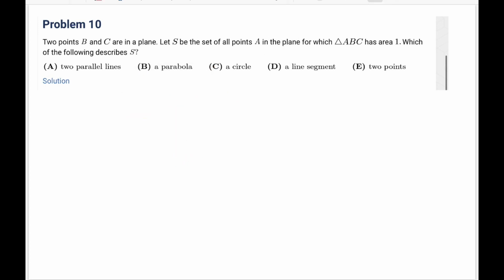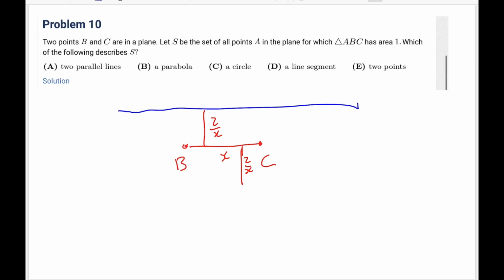Let S be the set of all points A, so there's B and there's C, right? But then triangle ABC has area 1, so if BC has length x, then the height has to be 2 over x, right? And or it could be at the bottom, 2 over x. So S could be all the points in this line or in this line, because the height would be the same, and that will make the area 1. So this is 2 parallel lines, so it's A.